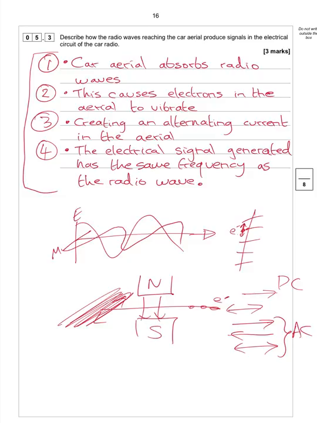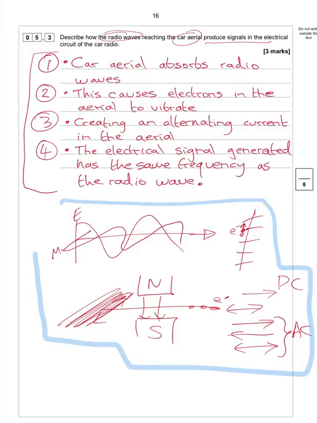So that is how a radio wave produces an electrical signal in a car aerial. Just to put that in a box, all of that is not required for the answer, but it might help you understand it a little better. If you need to revise this topic further, that's just going back to your revision books and giving this another look. We may go over this again in class.